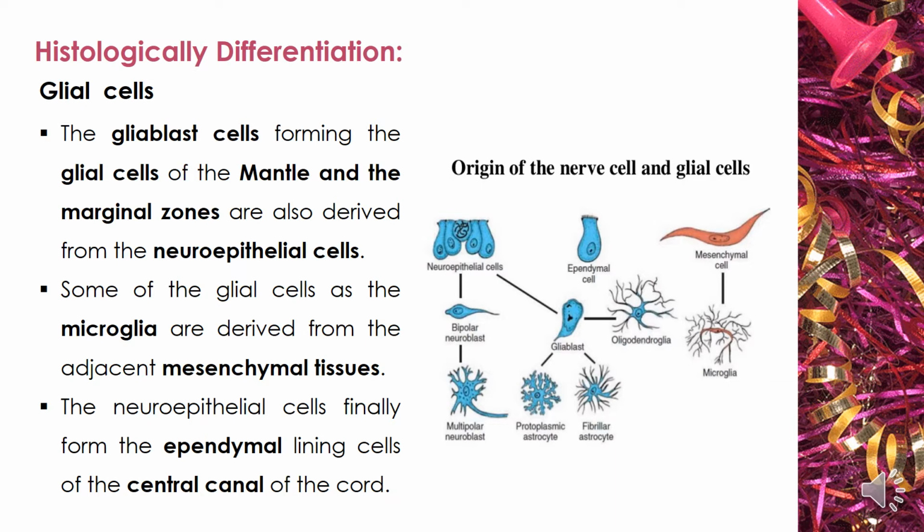Now, histological differentiation of the glial cells. The glioblast cells form the glial cells of the mantle zone and the marginal zone, and they are also derived from the neuroepithelial cells. Some of the glial cells, such as the microglia, are derived from the adjacent mesenchymal tissue, and the neuroepithelial cells finally form the ependymal lining cells of the central canal of the cord.